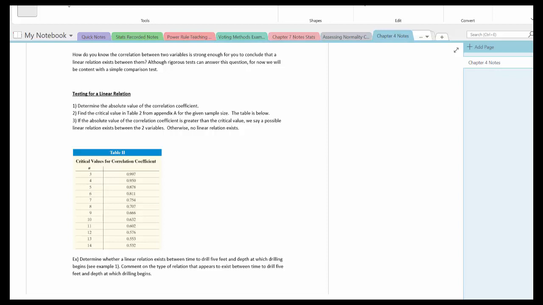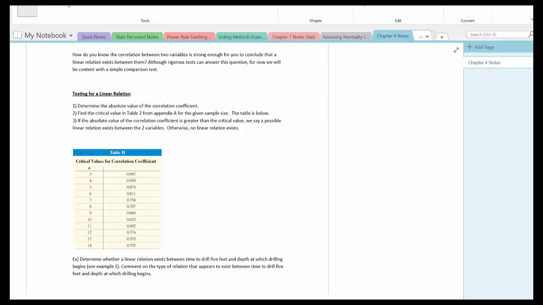So, how do you know the correlation between two variables is strong enough for you to conclude that a linear relation exists between them? Although rigorous tests can answer this question, for now we will be content with the simple comparison test. So, testing for a linear relation.